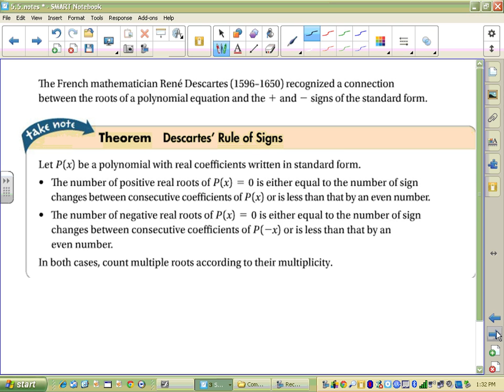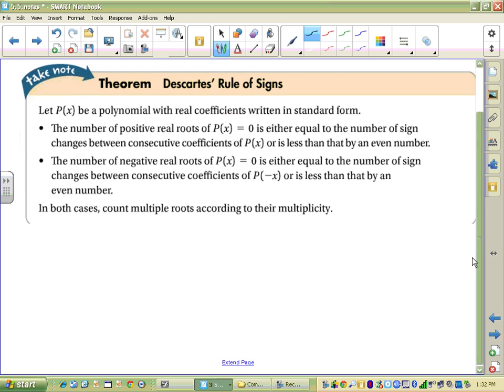Descartes' law of signs says, however many sign changes there are for f of x or p of x, then the number of positive real roots of p of x is equal to that or less than that by an even number. What the heck is he talking about?